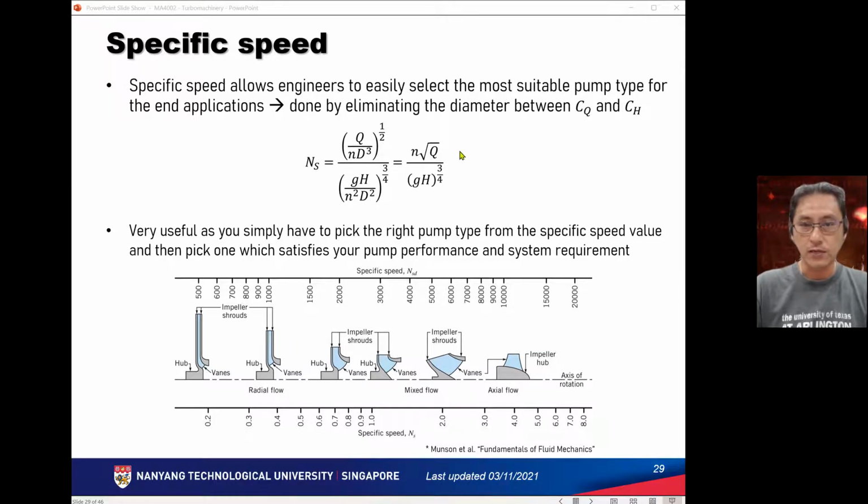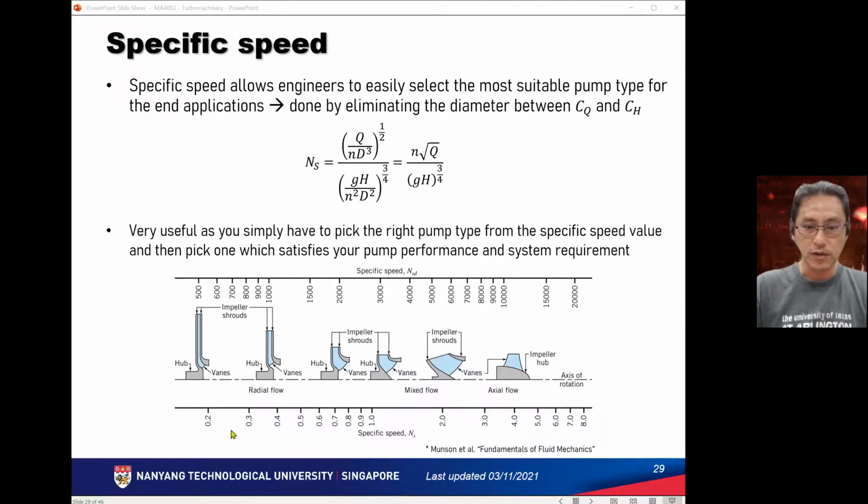If you plug in the values of these variables based on the requirements, you will work out the NS value. Once you know the NS value based on this definition, you can make use of charts like this. We should be looking at the second horizontal axis here, which is the specific speed. Take whatever number you got from this calculation and go down this list, and depending on the value of the specific speed you calculated, it will tell you what sort of pumps you should be using.